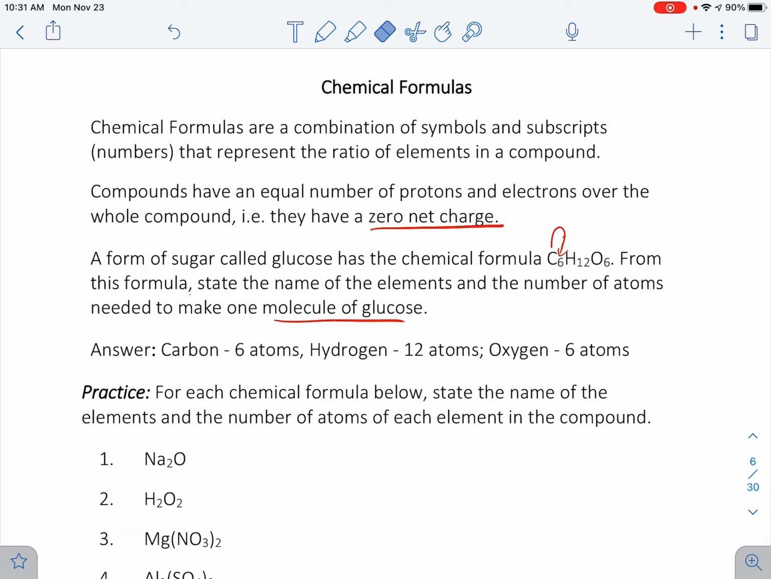This 12 only references the hydrogen. So we have to be able to keep that straight. I have lots of students who make mistakes there, and they think that the 12 affects both the oxygen and the hydrogen or something. So the 6 here also references only the oxygen. So C6 means that we have 6 atoms of carbon, H12 means 12 atoms of hydrogen, and 6 oxygen atoms.